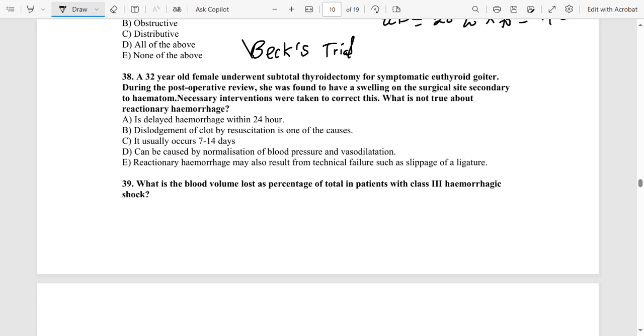So when the BP is restored, it basically means that it becomes higher, and that can lead to these clots. Okay, I mean to this bleeding. And then is the option C.